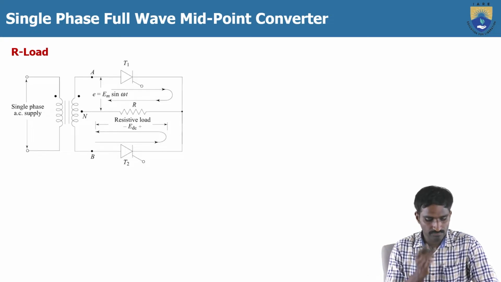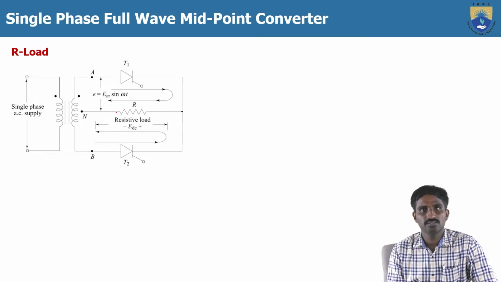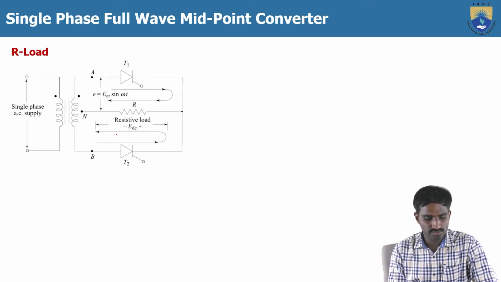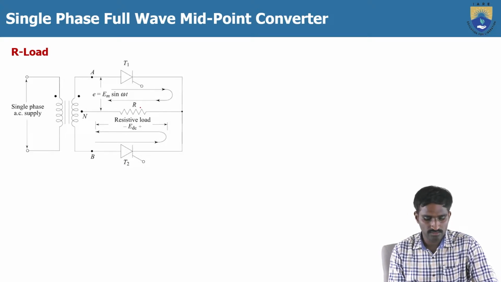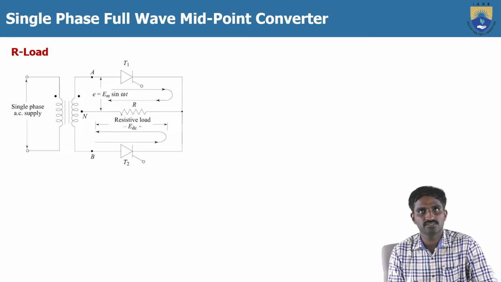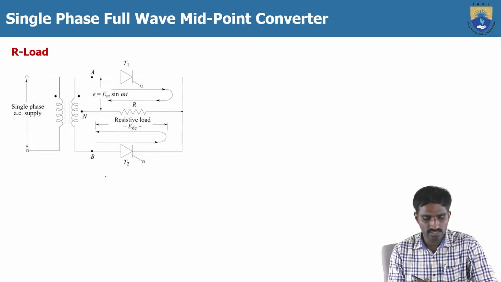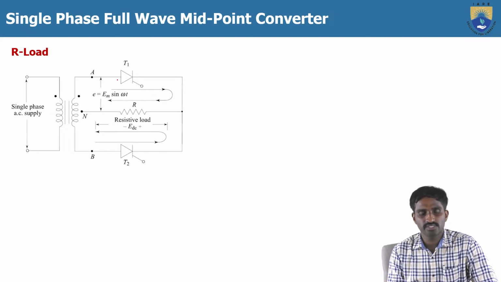Here the input that we are supplying to the rectifier is through the midpoint transformer. As we know, the rectifier input is AC and the output is DC. On the load side, we have just considered one R load. Coming to the configuration, the full wave midpoint converter has two thyristors, namely T1 and T2.